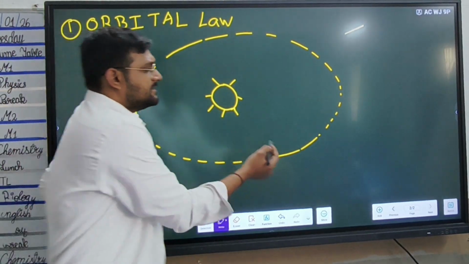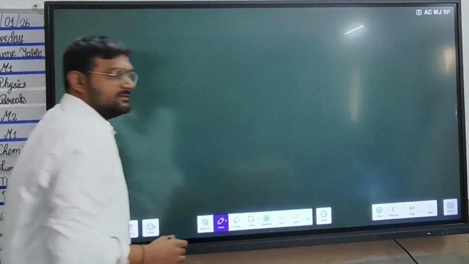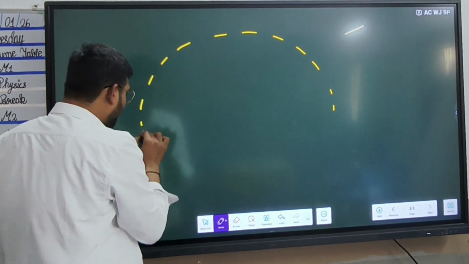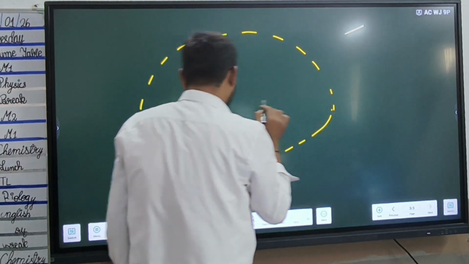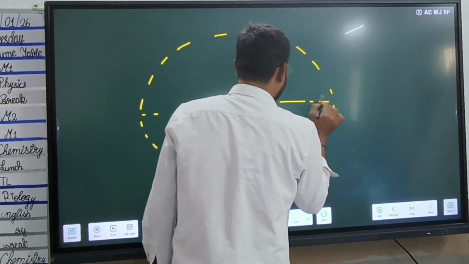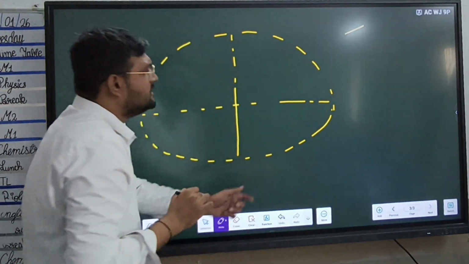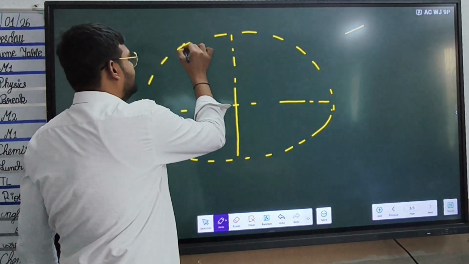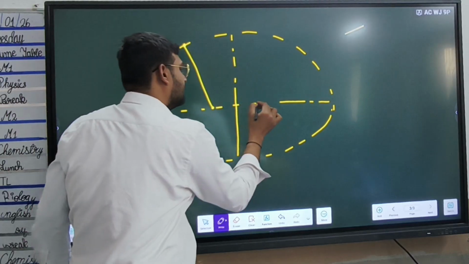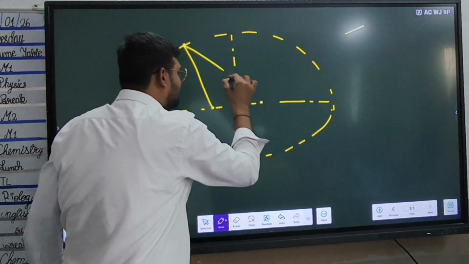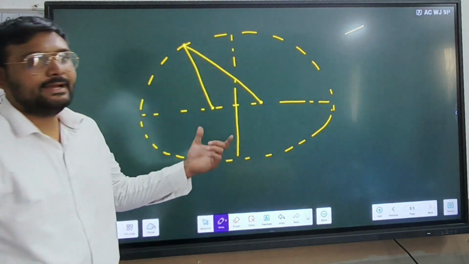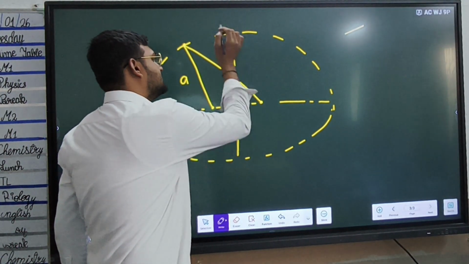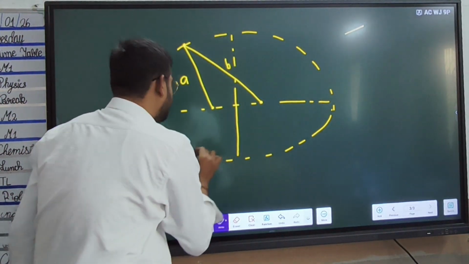Let us discuss a few things about the ellipse. Which mathematical shape is called an ellipse? An ellipse is a group of points which satisfy one condition. All the points which lie on the ellipse are such that the sum of their distances from two points inside the ellipse is constant. These two points are called the foci of the ellipse.